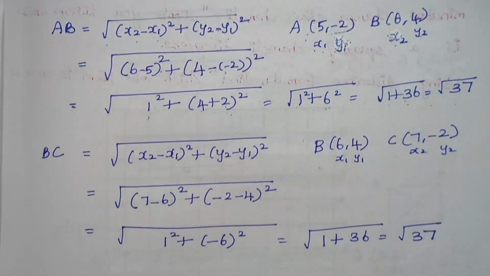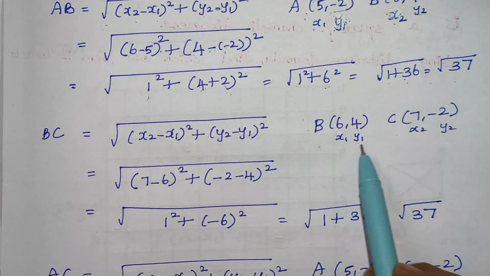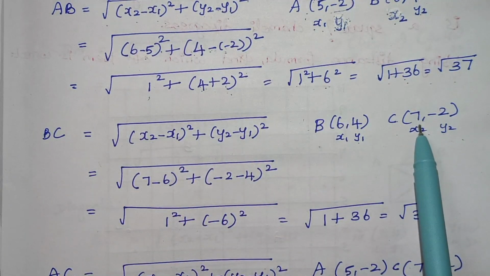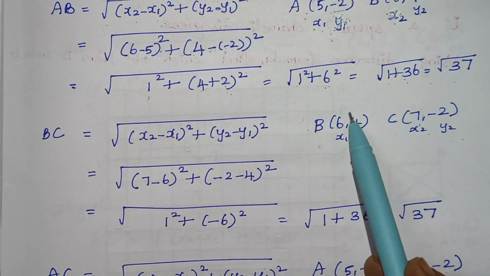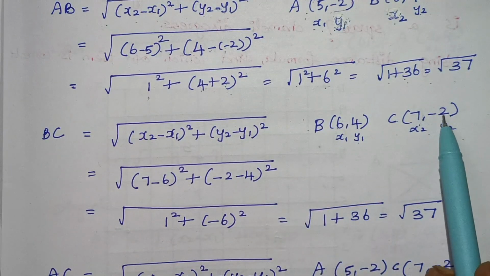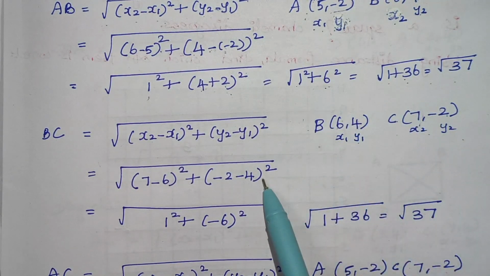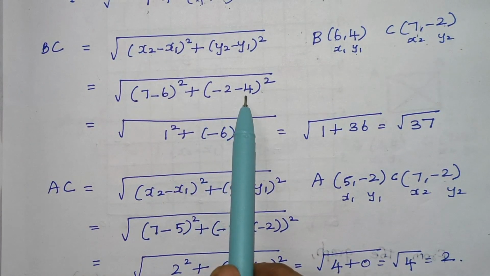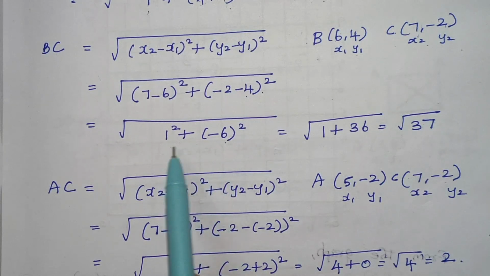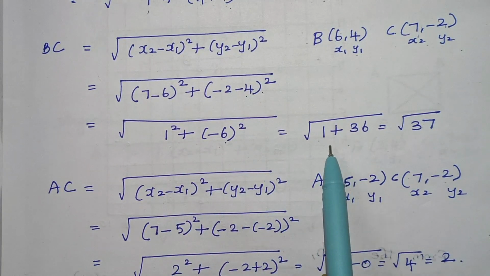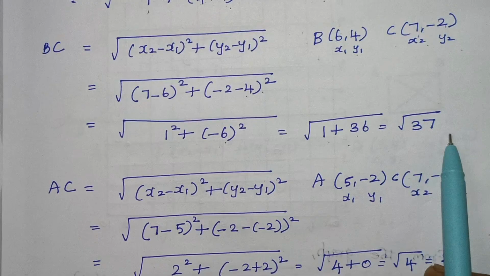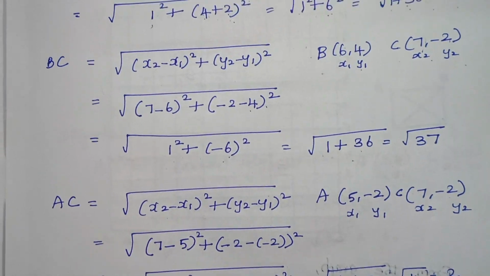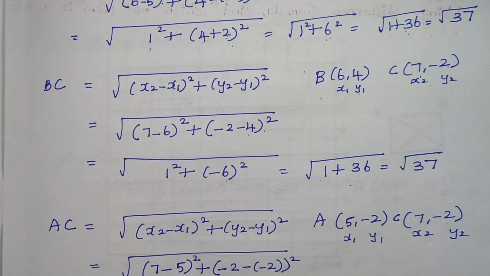So now again write down the points. B gives x1, y1 and C gives x2, y2. Now again the same distance formula. So x2 minus x1. Here it is 7 minus 6 the whole square plus minus 2 minus 4 the whole square. Right. So what is 7 minus 6? It is 1. And minus 2 minus 4 gives minus 6. So 1 square is 1 and 6 square is 36. When you add, finally you get the answer as root of 37. Right. So you see, we got the value of AB as root of 37 and BC as root of 37.